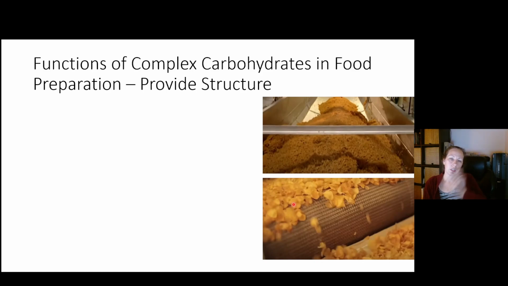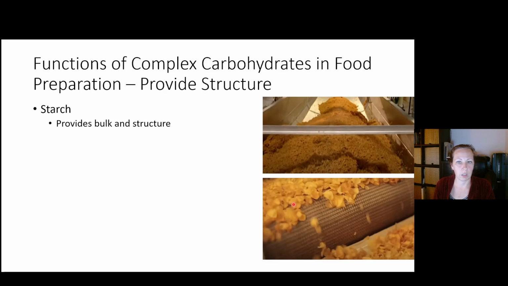So now let's talk about the functions of the complex carbohydrates in foods. So first function is to provide structure. And all complex carbohydrates stabilize food products by keeping the ingredients evenly distributed throughout the mixture. That's just a way that they stabilize the food products. But there's three main functions that we're going to go over in more detail.